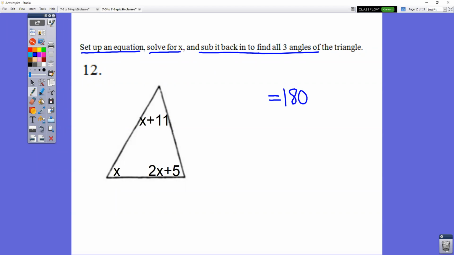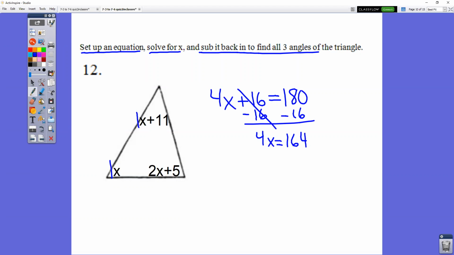The 3 angles of a triangle add up to 180 degrees. We need to add together our 1x and our 2x to be 4x. Then we need to add together our plus 11 and our plus 5 to be a plus 16. Make sure that you're paying attention to the sign that's in front of those plain numbers. If it was a minus sign, you'd have to treat it as a negative sign. Minus 16 minus 16. So 4x equals 164. Divide by 4, x equals 41.